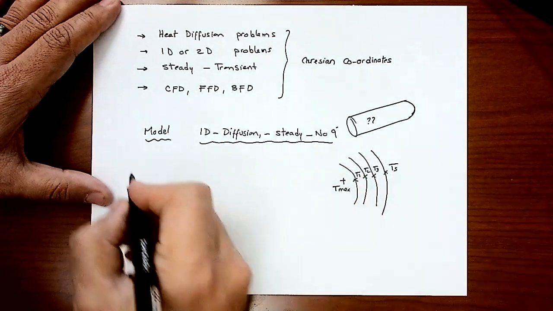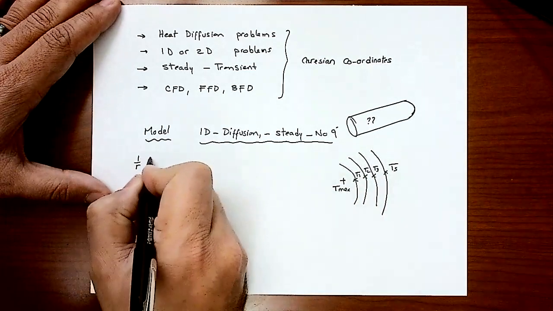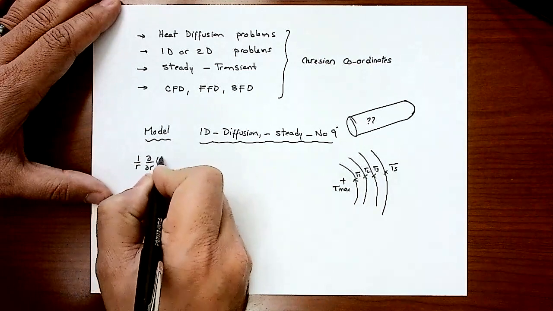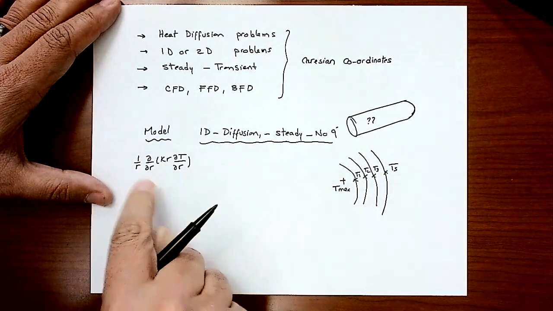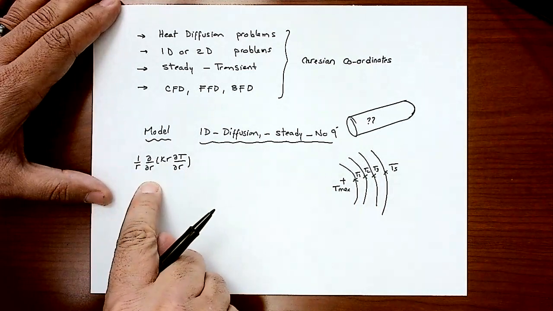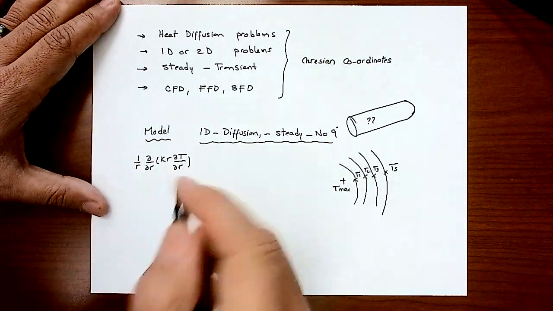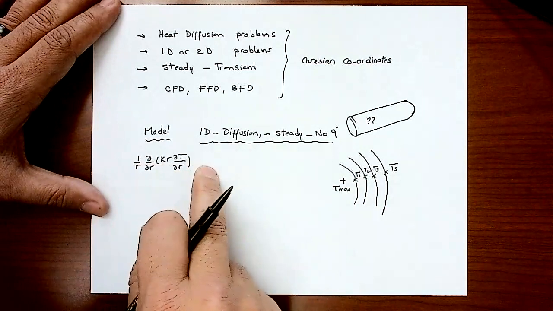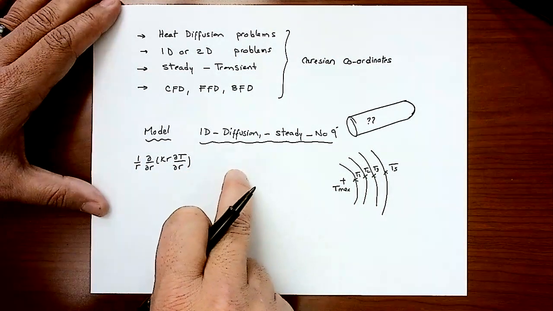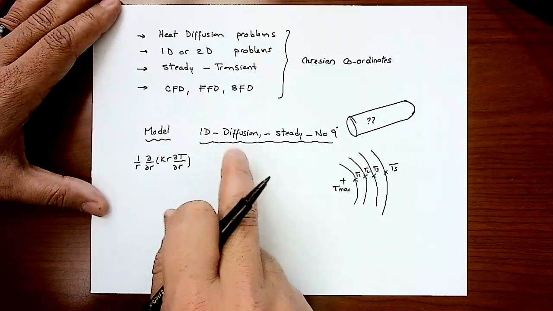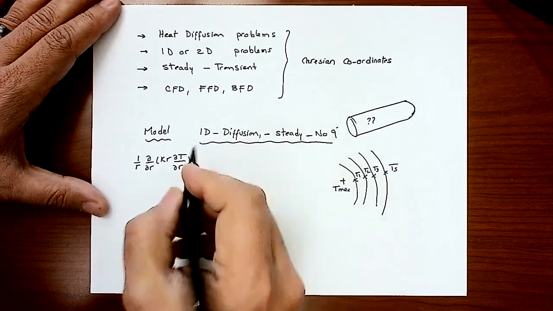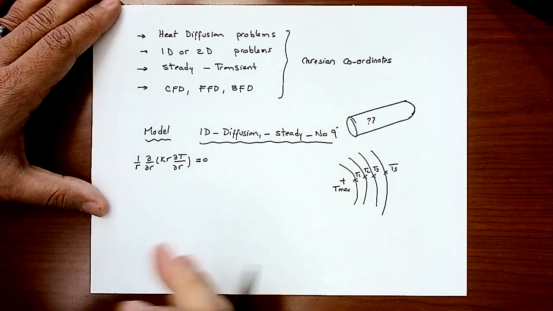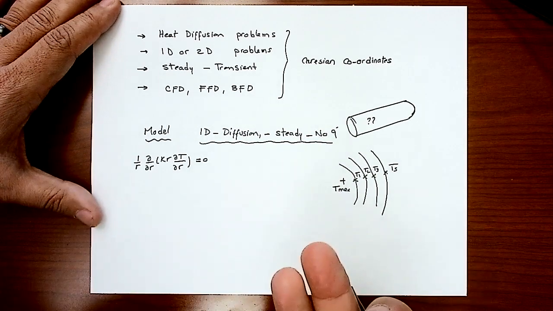It's well known. I can start from 1 over r, partial by partial r, of k r, partial T by partial r. This is the first coordinate in the cylindrical heat diffusion equation. Then I'm going to ignore the phi and z coordinates since I'm solving a one dimension problem. q dot is going to be equal to 0. I said there is no heat source in here, and steady, so the right hand side will be 0. We can do the analytical solution for this problem.